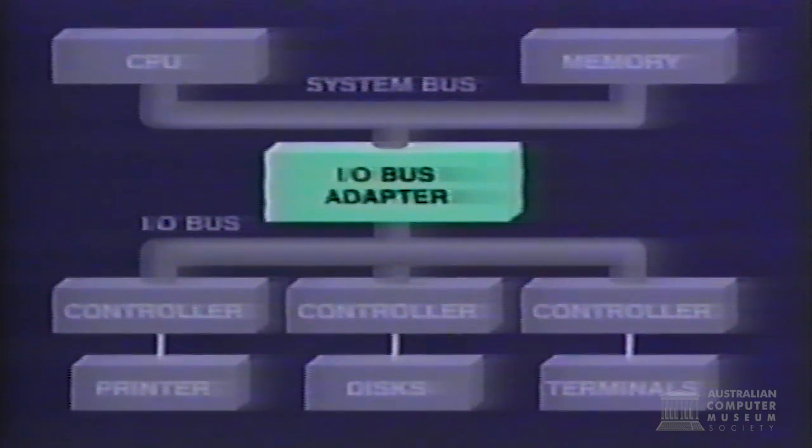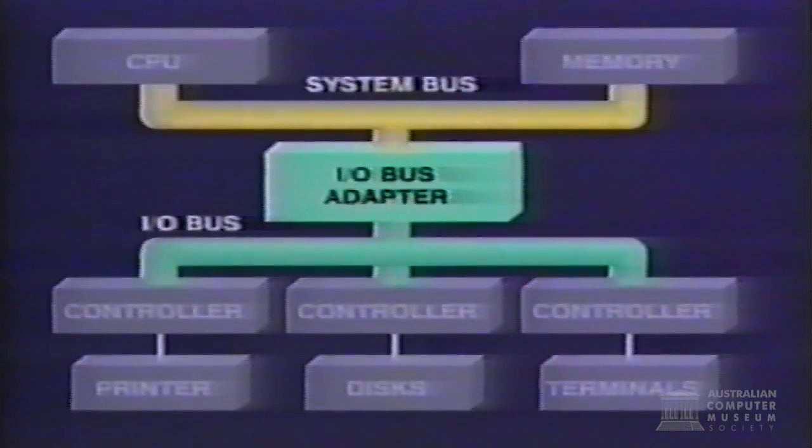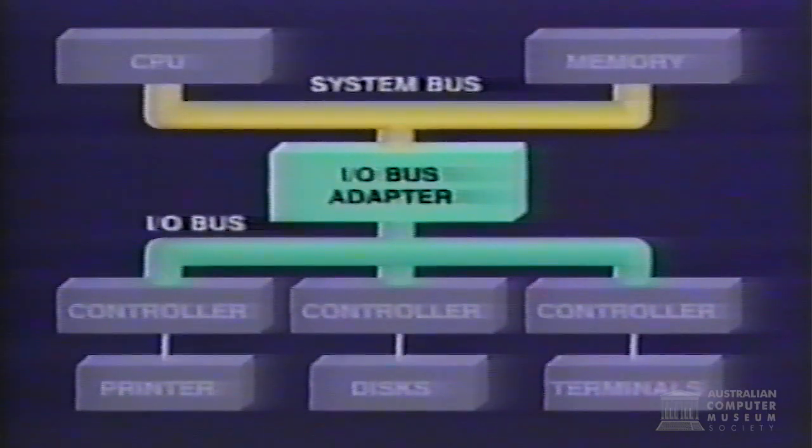The adapter serves as the translator or interface between two different buses: the system bus, which interconnects the CPU and memory, and the I/O bus, which is used by all peripheral devices and their controllers. Each bus has its own addressing and data transfer protocol that must be accommodated by the I/O bus adapter.